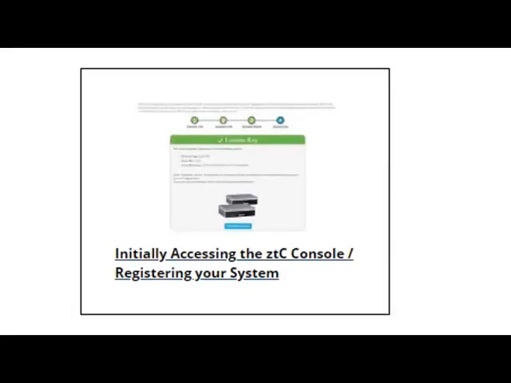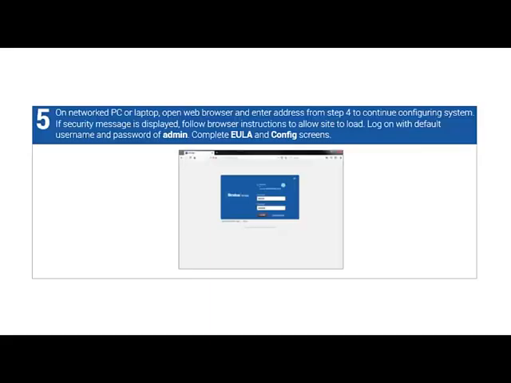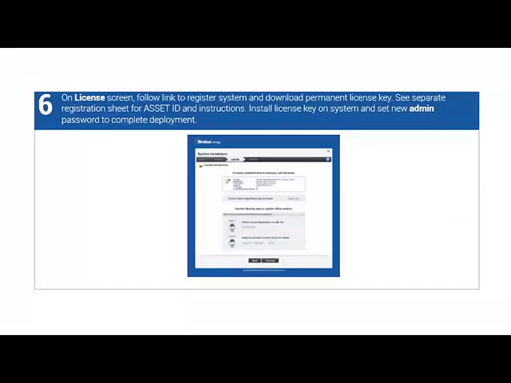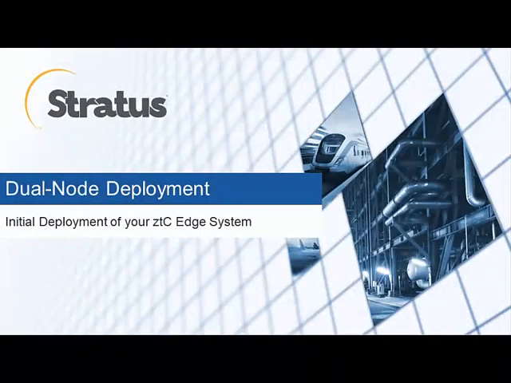To complete the single node installation, please view the initially accessing the ztC console, registering your system training module. In this module, you'll complete the deployment by performing Step 5, accessing the ztC console, and Step 6, registering your system. We'll now walk through a dual node deployment.